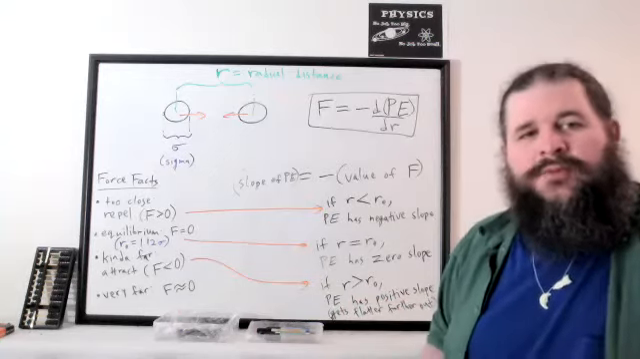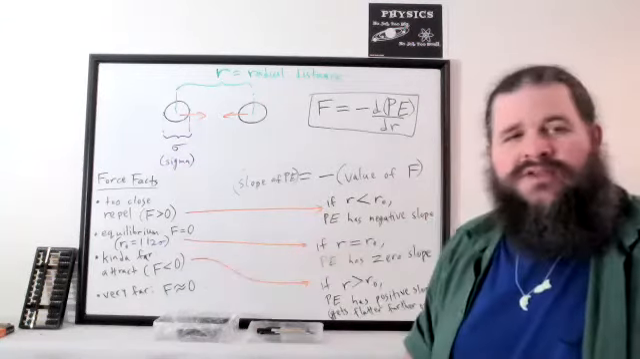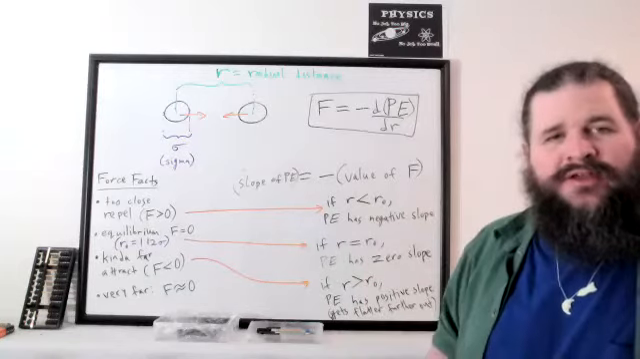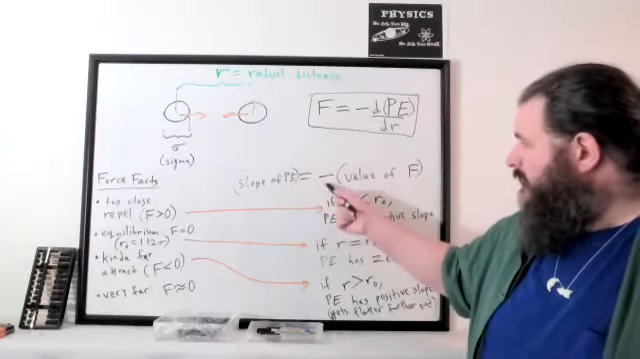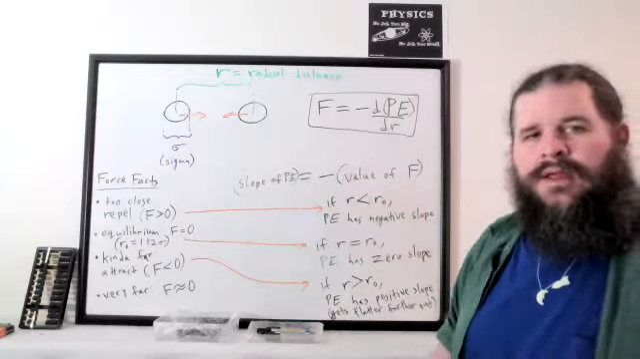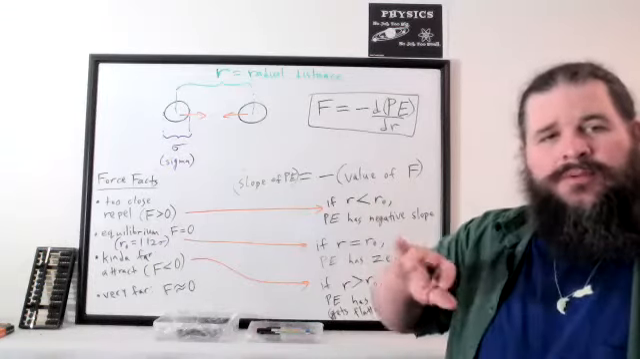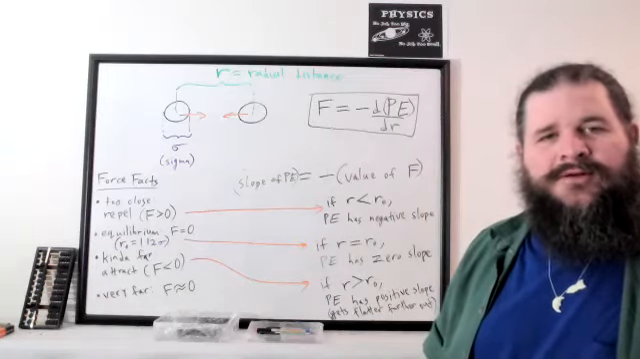So these are all the facts we know about the slope of potential energy. Every fact we know about force can be translated directly into a fact we know about the slope of potential energy, just by using this fact that the slope of potential energy is the opposite of the value of force. And note that none of this tells us what the value of potential energy is. It just tells us the slope in that region. Any questions on these facts so far?